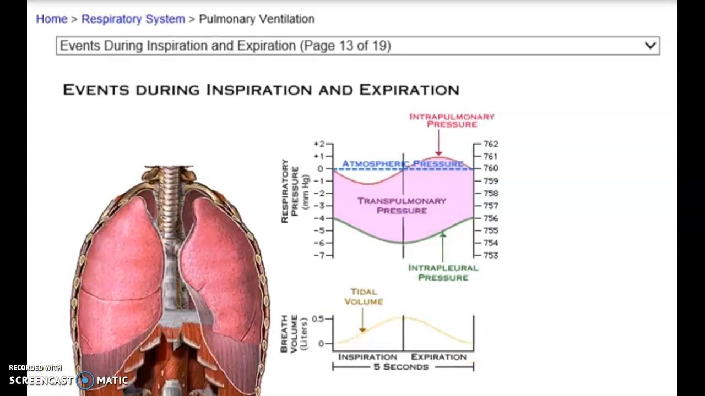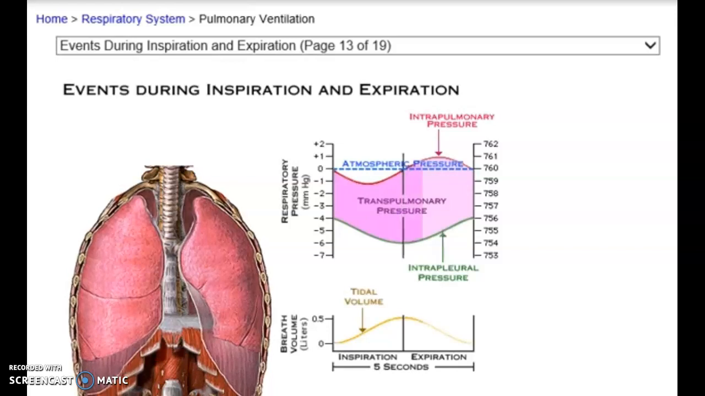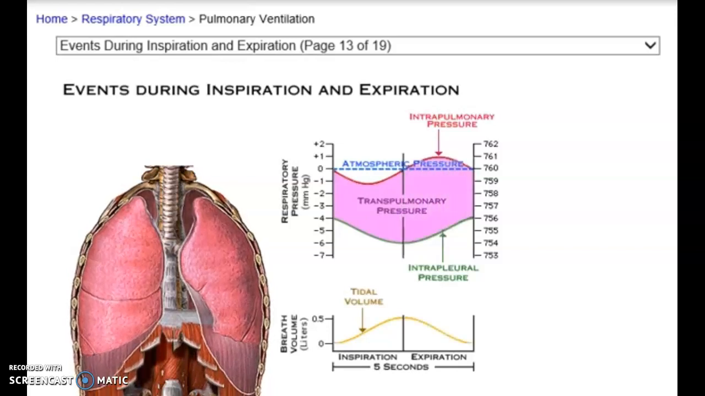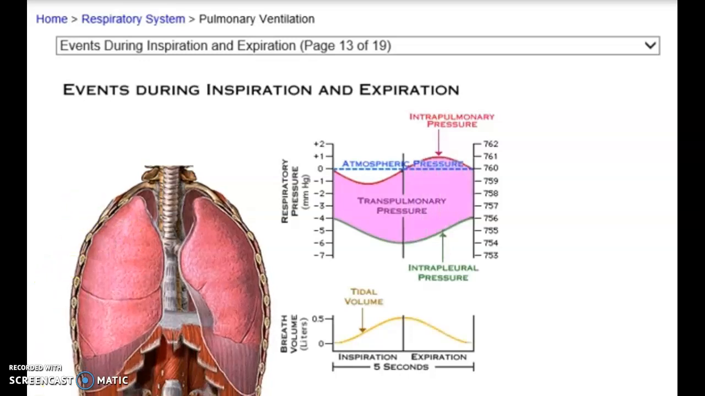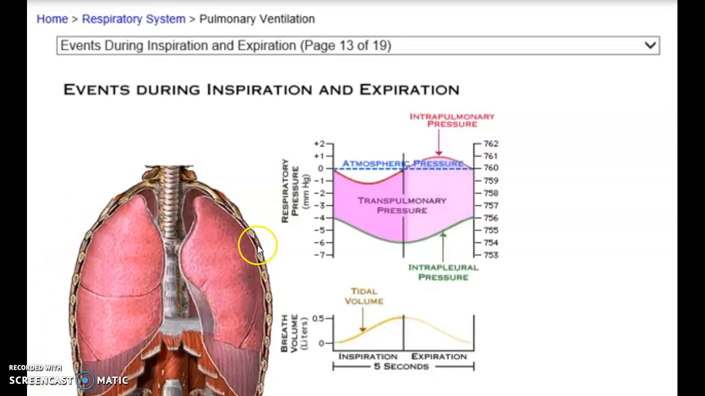Graphs with the movements of the thoracic cavity during inspiration and expiration. So always work your way from the outside to the inside, and understand one thing triggers the next thing.